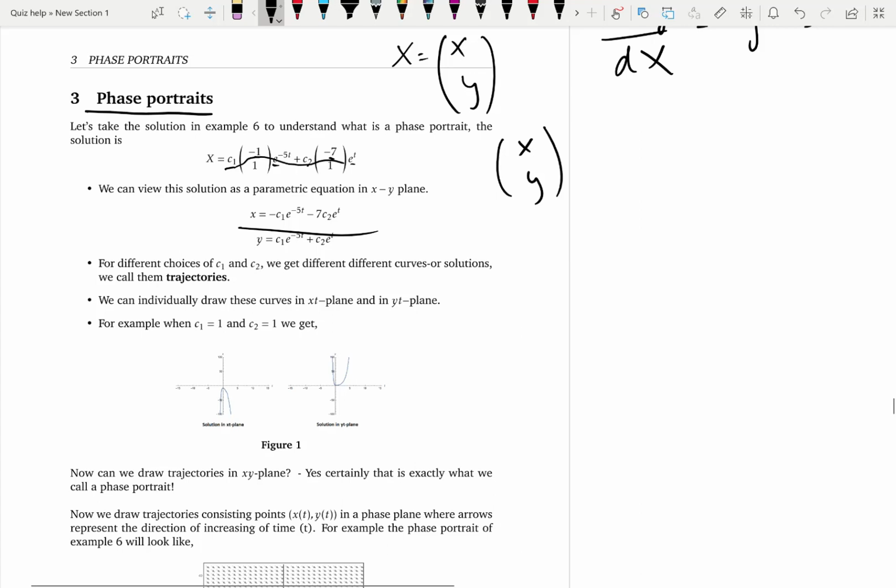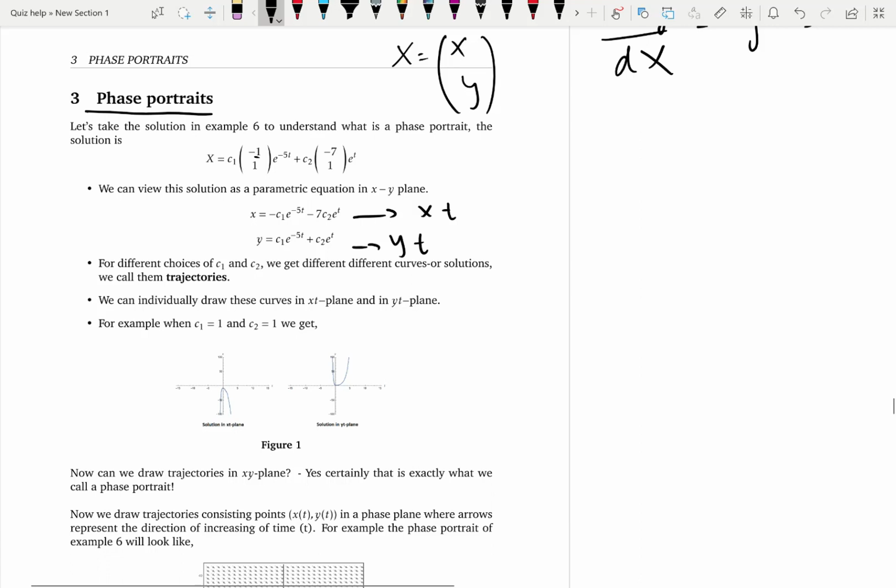If you consider that first row, you get the solution for x. Now the second row: c1 times 1 times e to the negative 5t plus c2 times 1 times e to the t. That is the solution for y. So we can get the solutions for x and y separately. Now, if you want to sketch them, we can draw them on the xt plane and the yt plane, these parametric equations.